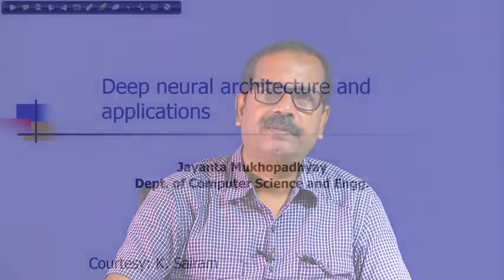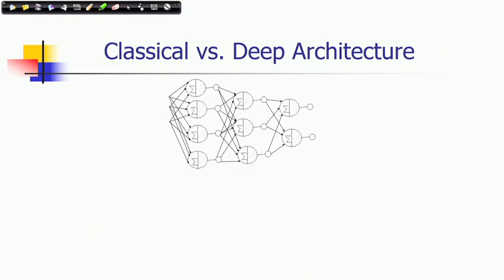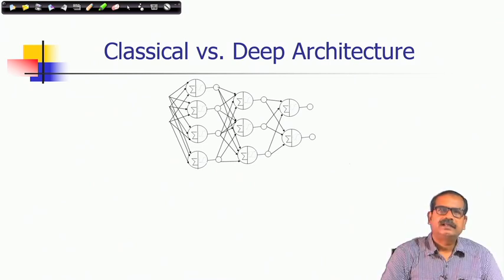We will discuss a new topic today, and that is deep neural architecture and applications. So, let us understand what is the difference between a classical neural architecture and a deep neural architecture. We have already discussed the artificial neural network, which is a network of different neural nodes or perceptron nodes, where you have the input at one end and it is a feed forward network.